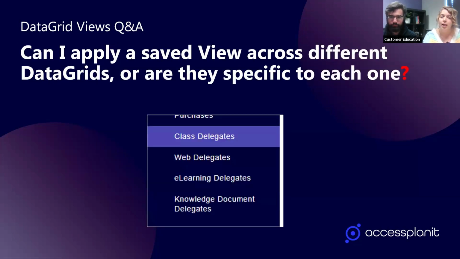Okay. So can I apply a saved view across different data grids, or are they specific to each one? Now, they are very similar to filters in this way. Each view that you create will only be available in that data grid. Now, this is because our columns vary across our data grids. So a view that you create in the class delegate module will not automatically be available in the web delegates module, because each data grid has its own list of columns.